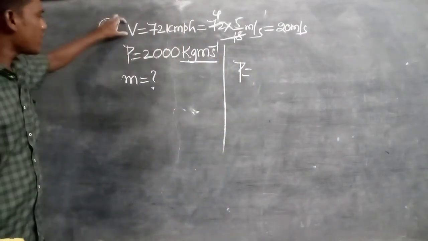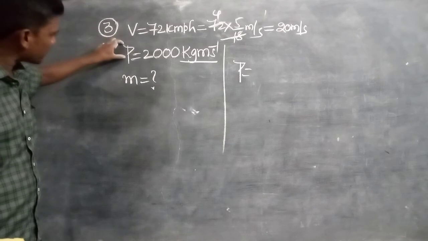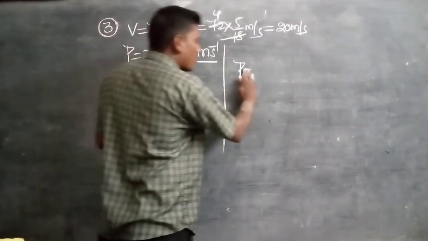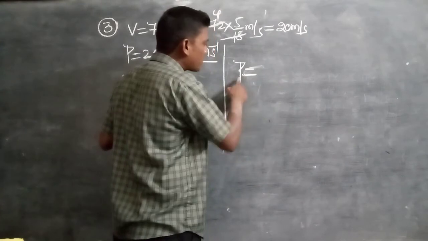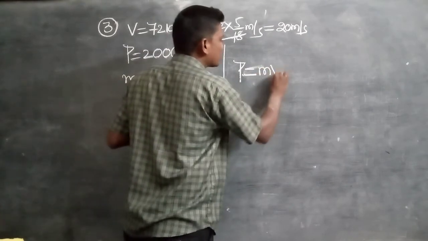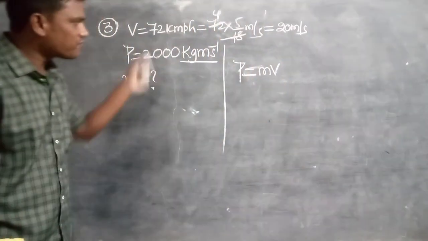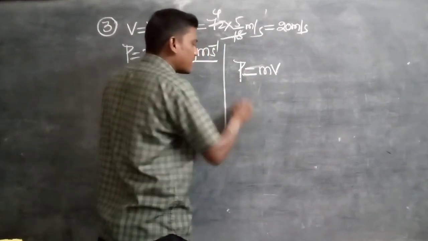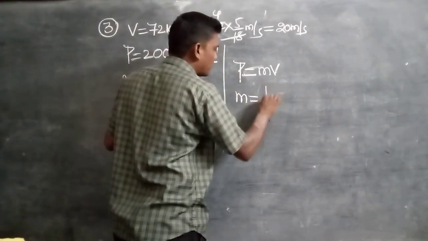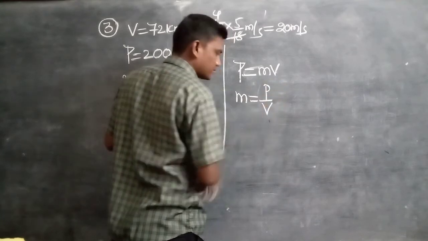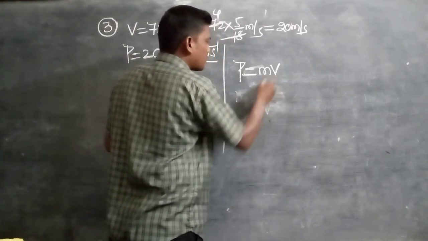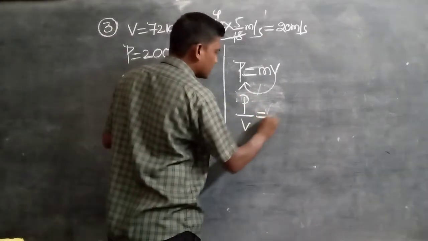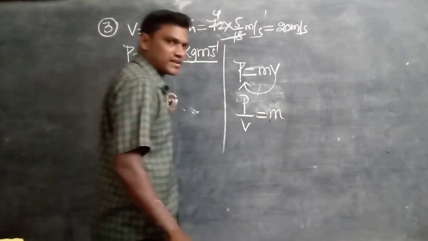So here, which value is given? Velocity given, momentum given. You find which value? M value. We know the formula already. What is the formula of momentum? P equals to mv. But you find which value? M value. That's why V transfers to this side. Then M is equals to P upon V. Some members are confused: V transfers to this side, P upon V is equals to M. Is it correct or not?